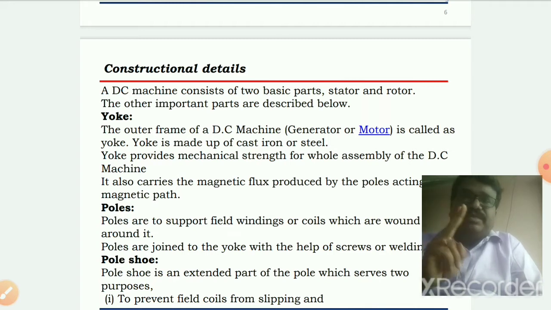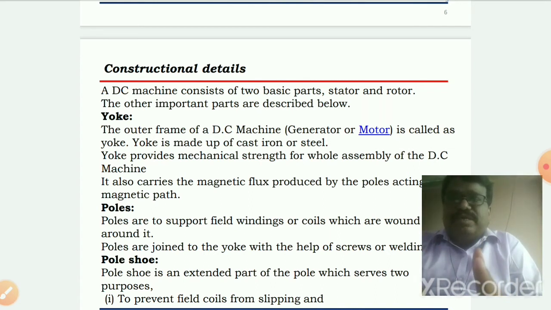The second purpose is it carries the magnetic flux produced by the magnetic poles and distributes it uniformly in the entire air gap of the DC machine. These are the two purposes of the yoke of a DC machine. The first purpose is it provides the required mechanical strength. The second one is it provides the path for the magnetic flux for distributing it uniformly in the entire air gap of the DC machine.